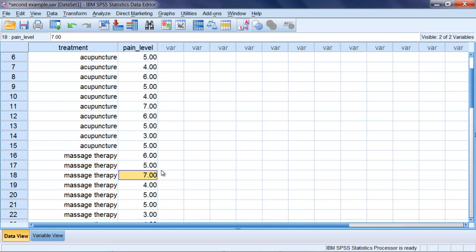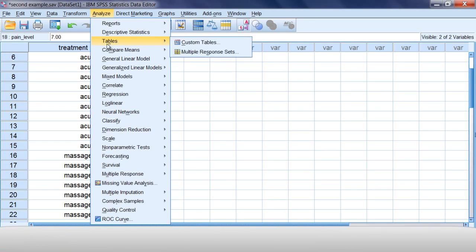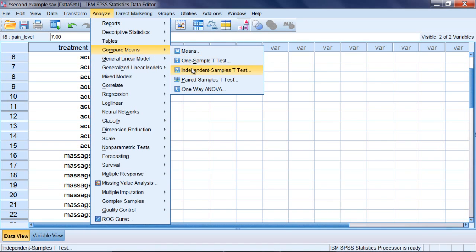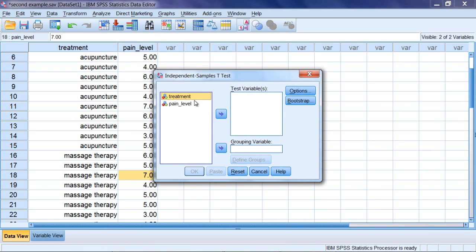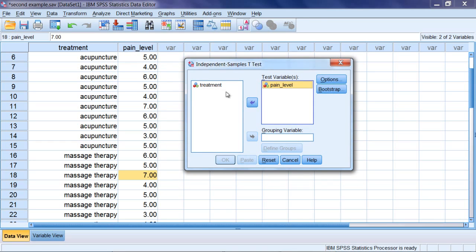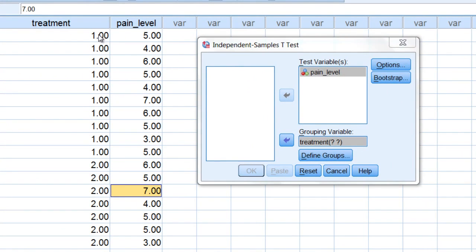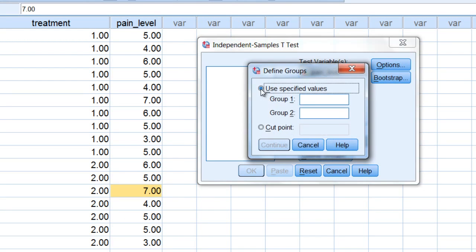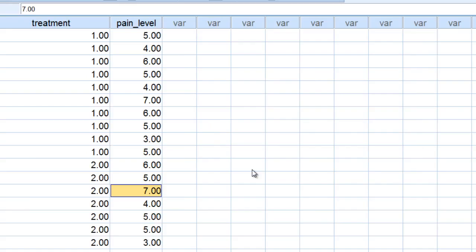Let's go ahead and run the independent samples t-test. We select Analyze, Compare Means, Independent Samples t-test. Here, pain level is going to go in our test variable box, so we'll move that over there. Treatment is going to go into our grouping variable, as this is the variable that separates people into the two groups. We can see here that we use the values of 1 and 2 to separate our two groups. So we'll click on Define Groups and enter a 1 for Group 1 and then a 2 for Group 2. Then click Continue and then OK.